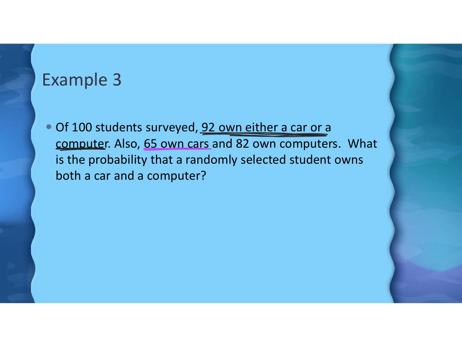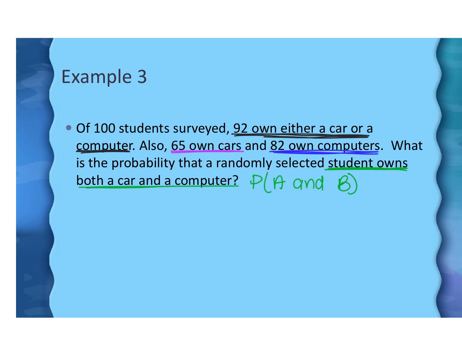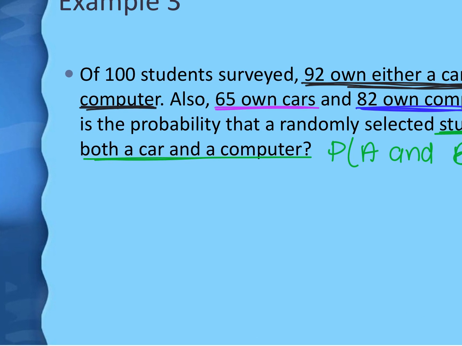65 own cars. 82 own computers, and they want me to find how many students owned both a car and computer. So I'm trying to find the probability of A and B given what they gave me. So what do I have? I have two events. What are my two events? Event A is own car. How many own a car? What's my probability? 65 over 100.